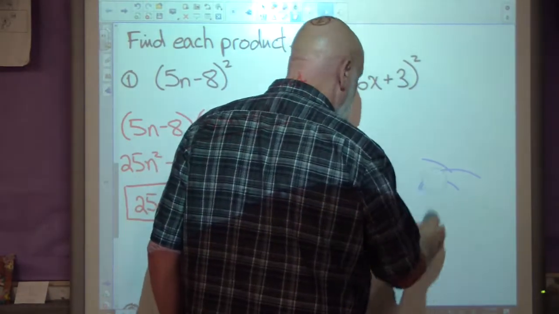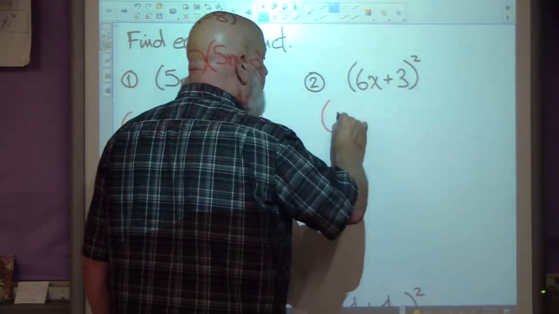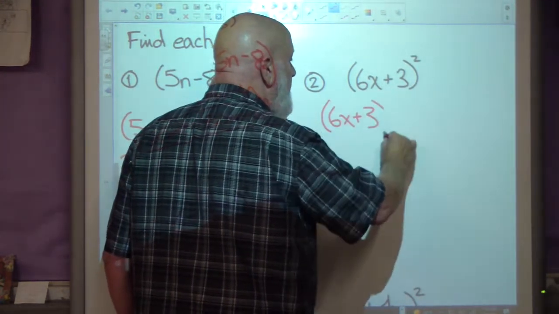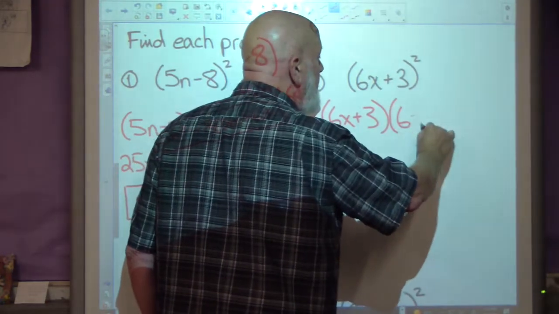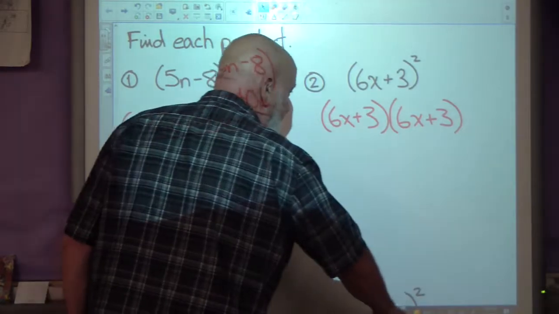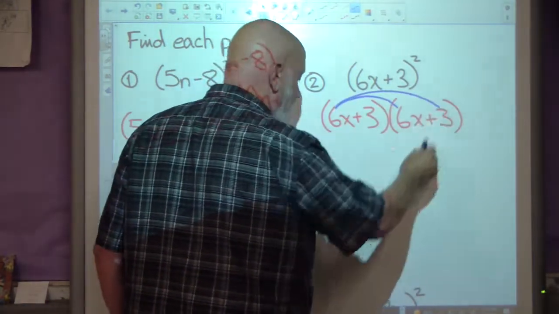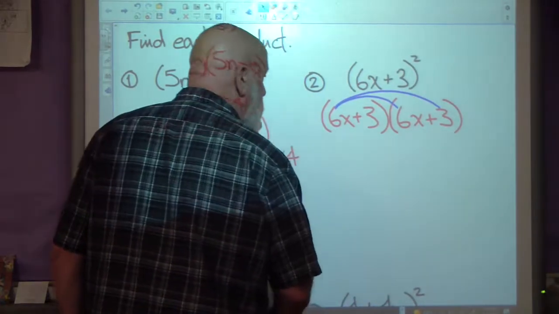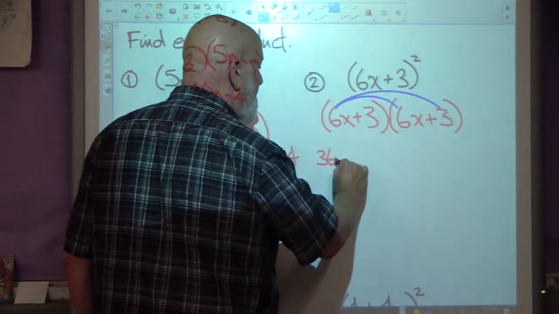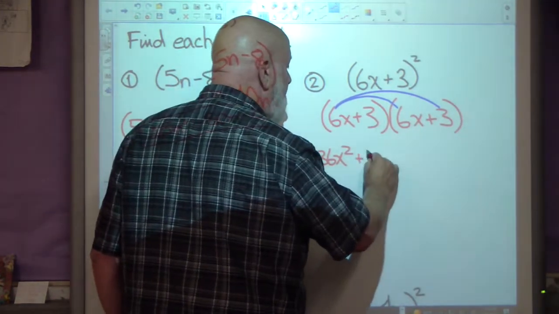We're going to do the same thing. Got the square of a binomial, so I'm going to say, well, that's the binomial 6x plus 3 times itself. And I'm going to FOIL it, or use double distributed, however you want to think of it. This term times both of these. That will yield 6x times 6x is 36x to the second power. 6x times positive 3 is positive 18x.